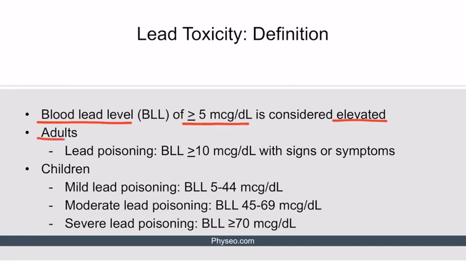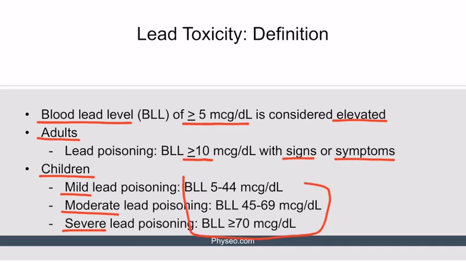Now, in adults, lead poisoning is diagnosed if a blood lead level is greater than or equal to 10 micrograms per deciliter, and accompanied by known signs or symptoms of lead poisoning, which we'll discuss later in this presentation. Now, in children, the diagnosis of lead poisoning is divided into mild, moderate, and severe, and it hinges predominantly on the blood lead levels at the time of diagnosis.